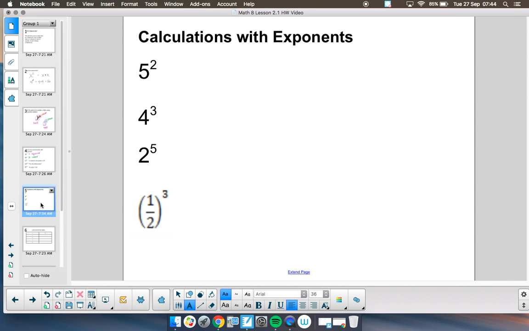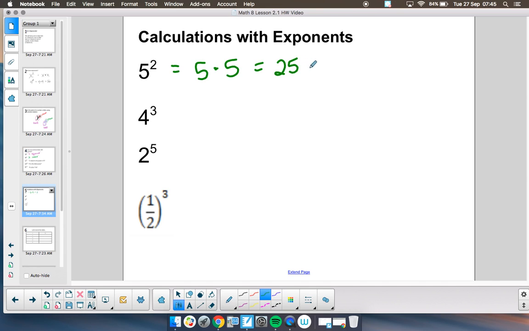Okay, so let's look at some calculations with exponents. So you might be able to do this one right off the top of your head. This means 5 times 5, 2 times, so it means 5 times itself. So it's 5 twice, which of course is 25, a special squared number. This one means 4 times 4 times 4. Okay, so 4 times 4 gives you 16. And then 16 times 4.